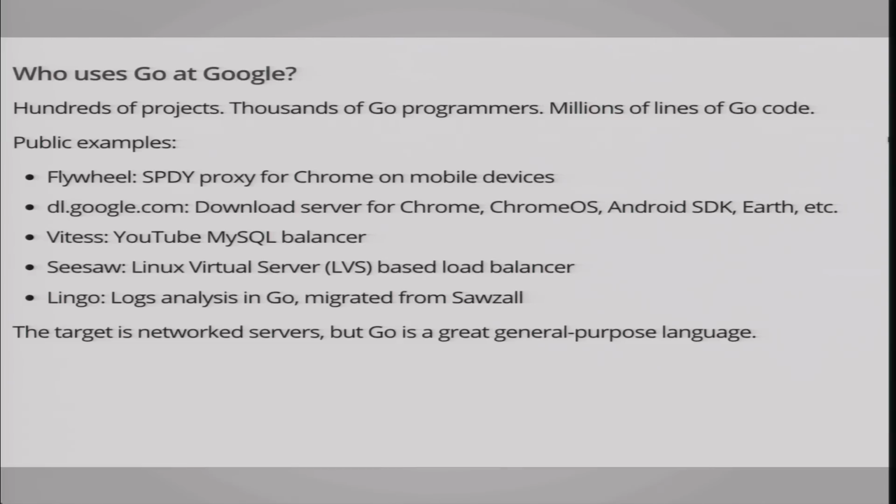Lingo, we moved all of our logs analysis from Sawzall to Go. So Sawzall was an older Google-developed language specific to logs analysis, and Go is a general-purpose language that gives people who are writing logs analysis more power and more ability to do proper unit testing and things like that. And so Go succeeded in a completely different domain as well. So while our target here is network servers, Go is a general-purpose language. You can use it for apps, you can use it for tools. Docker is one of our big external adopters, and they're largely building command line tools and frameworks like that.